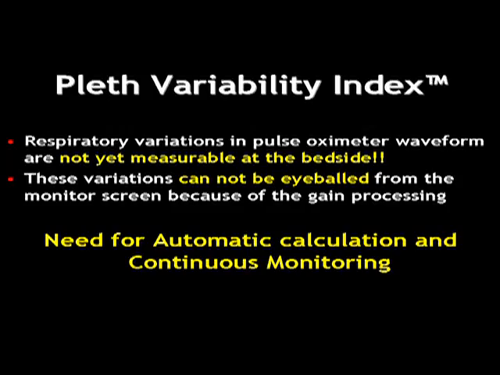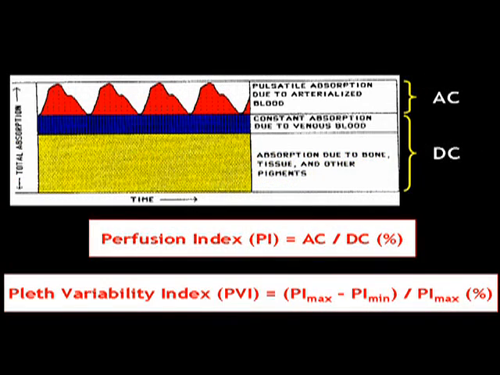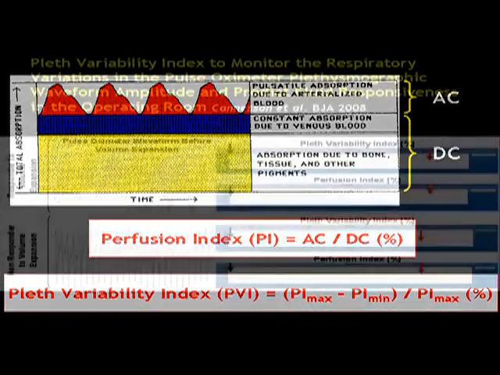Once again, if you go back to the plethysmographic waveform itself, you have a pulsatile component, that is the AC, we call it, and the continuous absorption, that we call the DC. The perfusion index is the ratio between AC and DC. It's a percentage. Most of the time, the value is around 4 or 5%. And so it reflects the amplitude of the waveform that we have on the pulse oximeter. And the PVI is going to calculate the respiratory variations in this perfusion index, meaning that it's going to calculate the respiratory variation in the amplitude of the waveform.